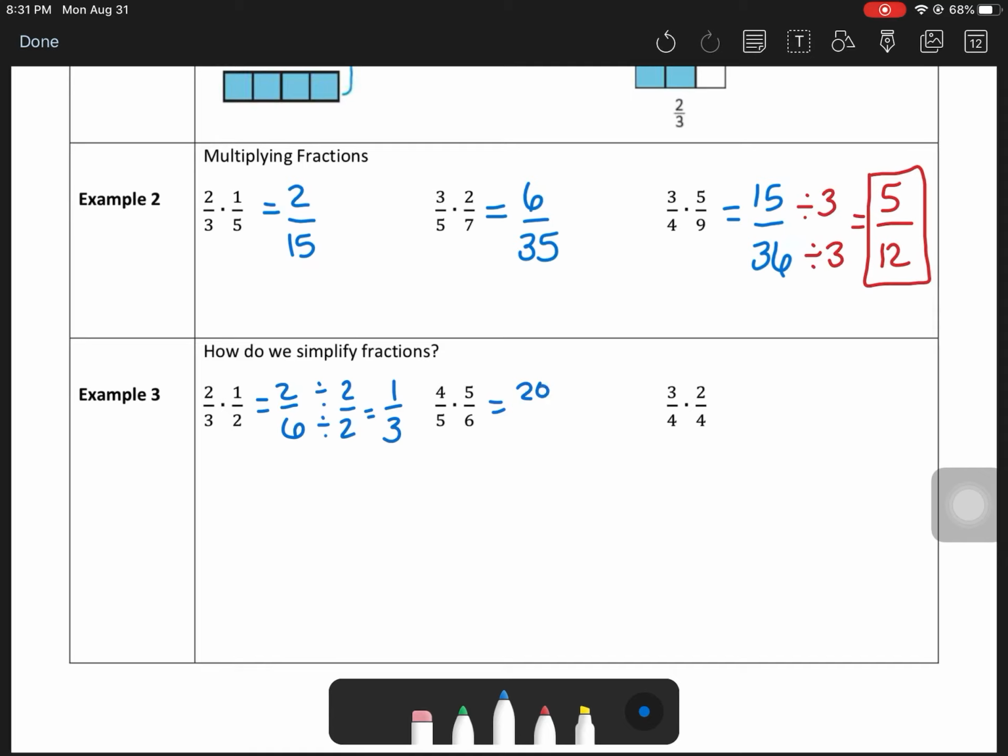Top times top, bottom times bottom. Now, since they both end in a 0, we know that they could both be divided by 10. 20 divided by 10 is 2, and 30 divided by 10 is 3. Next, top times top, bottom times bottom. And we know that both of these, since they're even numbers, can be divided by 2. So we get an answer of 3/8.